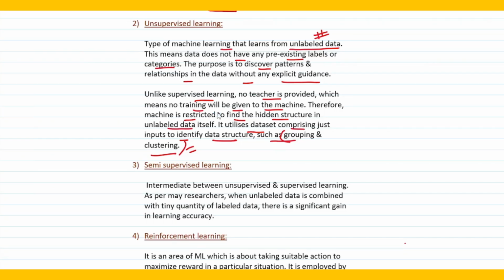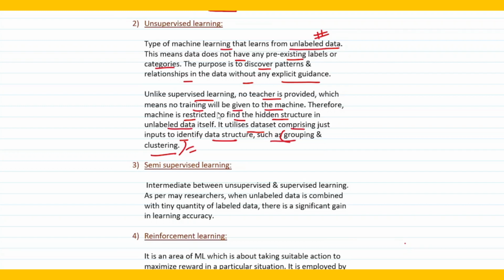Okay, so let's quickly revise what is unsupervised learning. It is basically a type of machine learning that learns from unlabeled data. This means it does not have any pre-existing labels or categories, right? The purpose is what? To discover patterns and relationships in data without any explicit guidance.